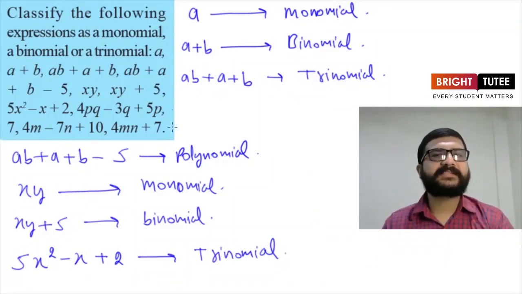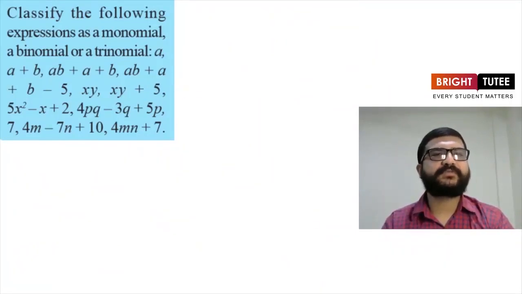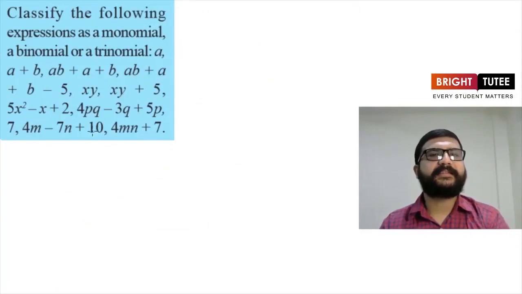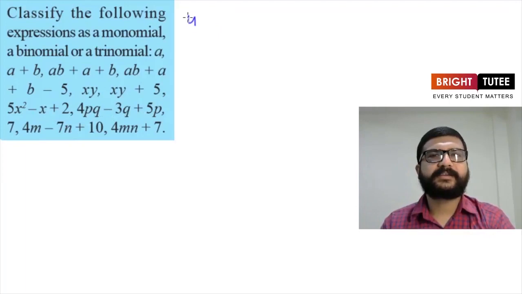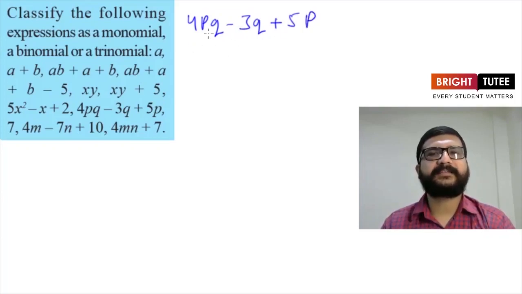So to classify the expressions, we just have to check the number of terms they are having, or the number of unlike terms they are having. And after this expression, we are having 4pq minus 3q plus 5p. So how many terms are written? There are 3 unlike terms. So it means this is an example of trinomial.